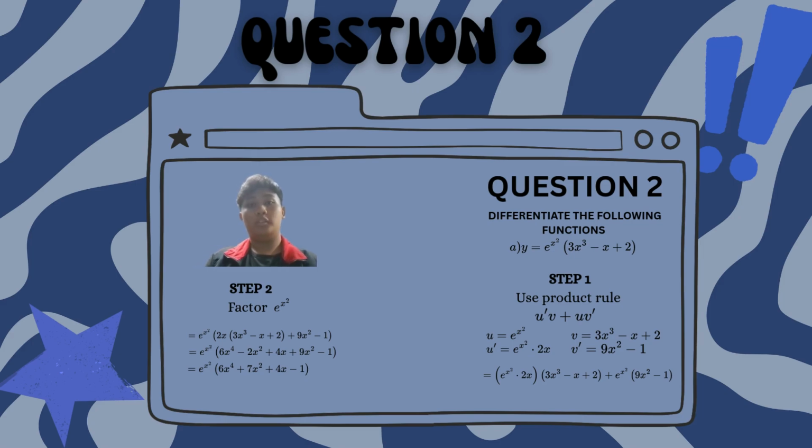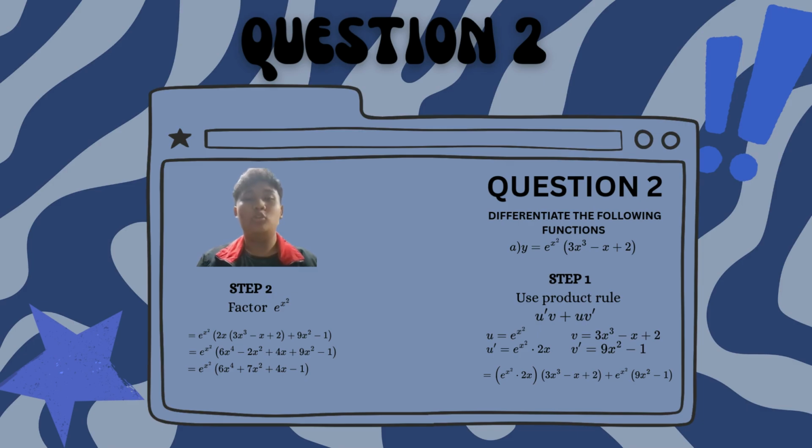Moving on to question 2, differentiate the following functions. A, y equal to e to the power of x to the power of 2 times 3x cubed minus x plus 2. Step 1, we must use product rule for this question. The product rule is u prime v plus uv prime.